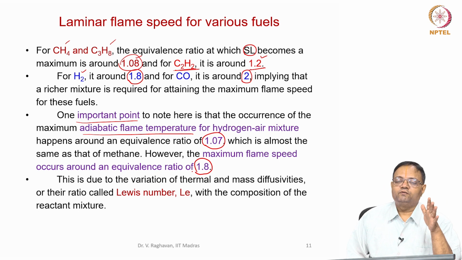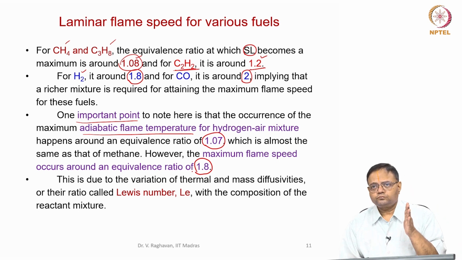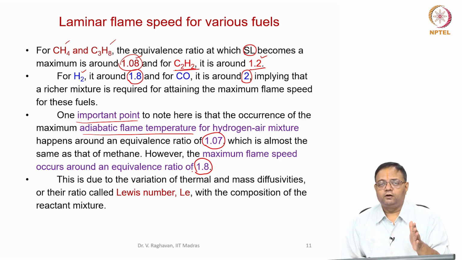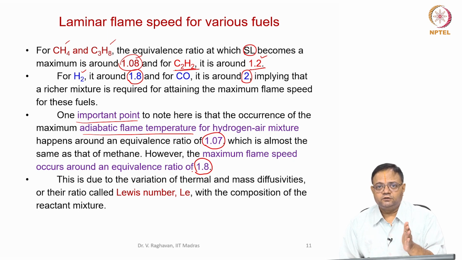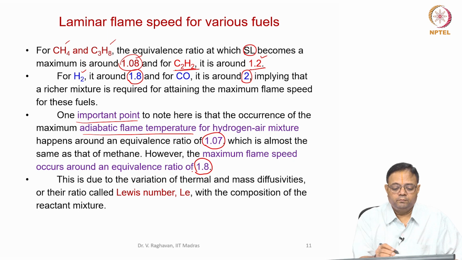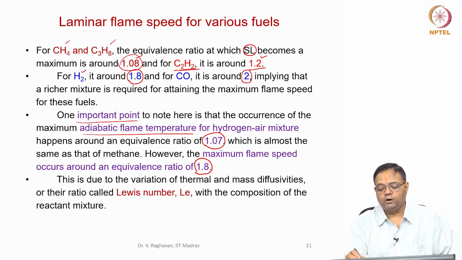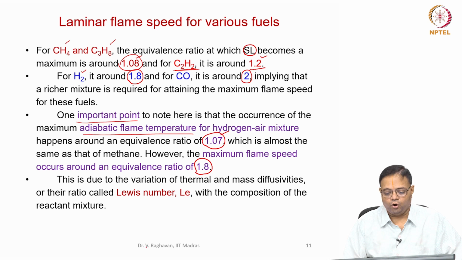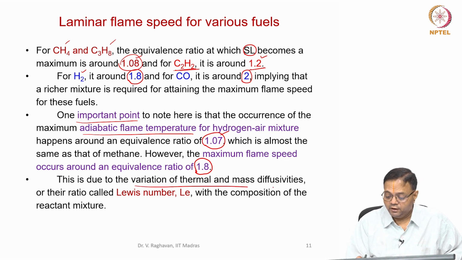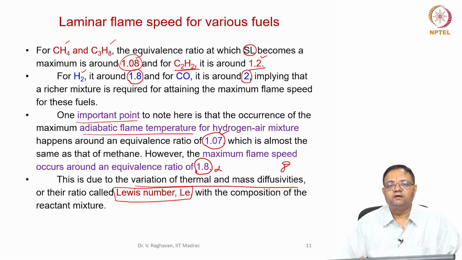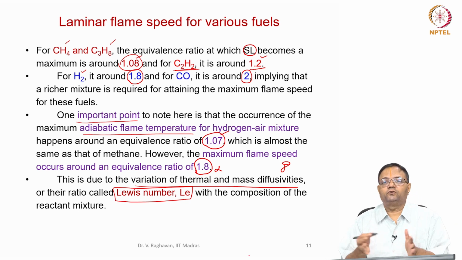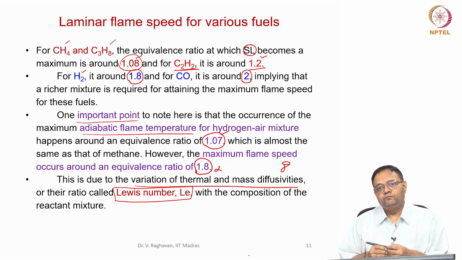Do you understand? So already what we have seen is the shift from heat release becoming maximum at an equivalence ratio of 1. Attaining the maximum flame temperature, it is shifted slightly to the richer side. For methane and propane, it is about 1.08, only slightly rich. When you go to C2H2 and CO, it shifts to 1.2 and 2 respectively. For hydrogen, even though the maximum flame temperature occurs at 1.07 equivalence ratio, the flame speed becomes maximum at 1.8. This is because of the variation in the diffusivities alpha, D, etc. Or we can say that the Lewis number is significantly different from unity, which causes this shift between the adiabatic flame temperature and the flame speed itself.